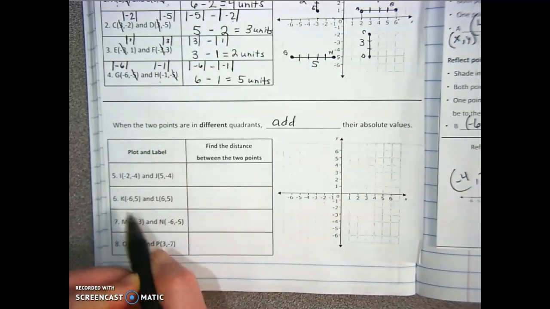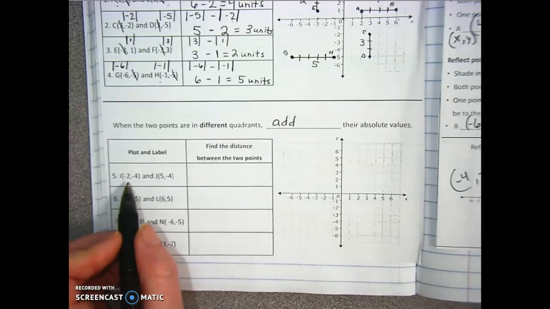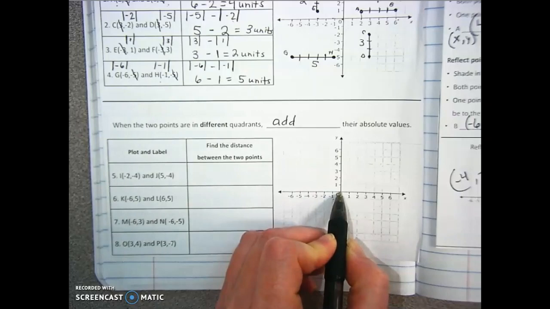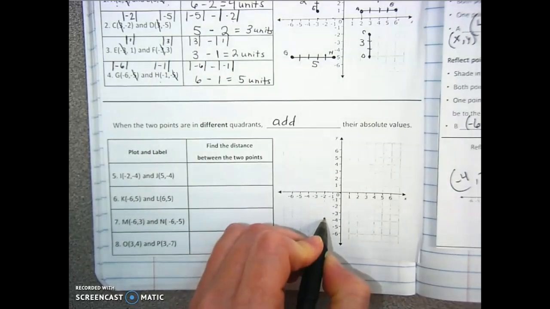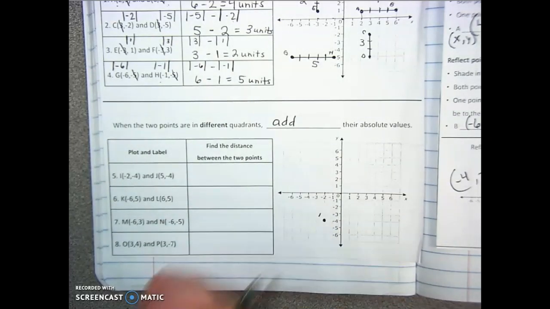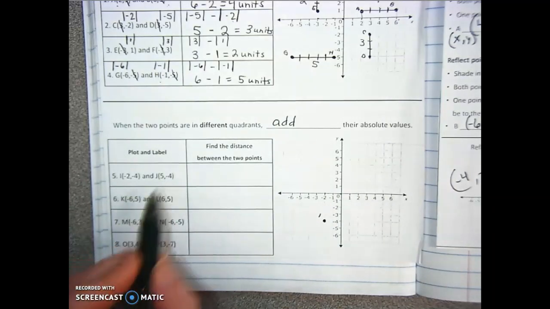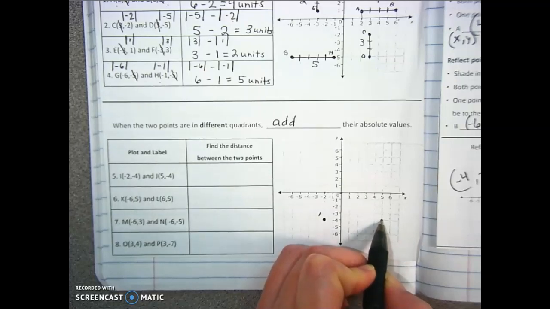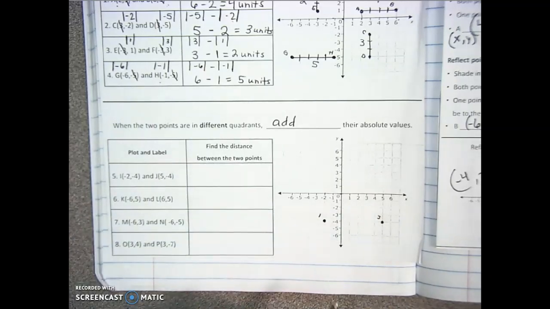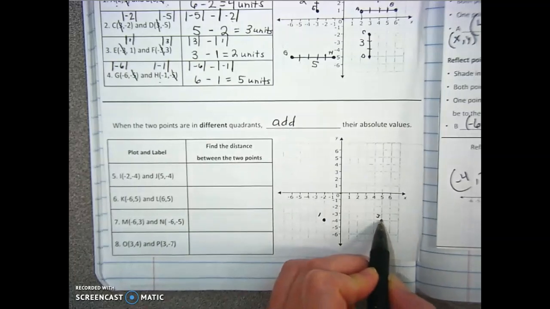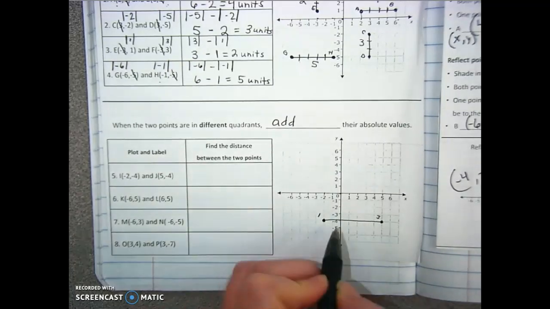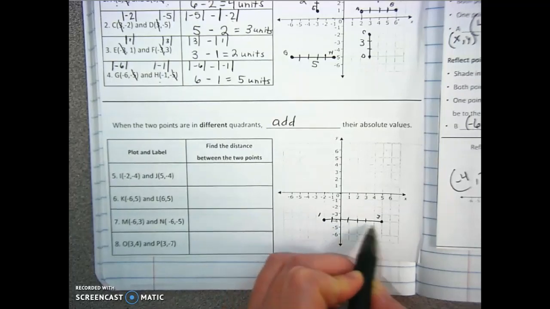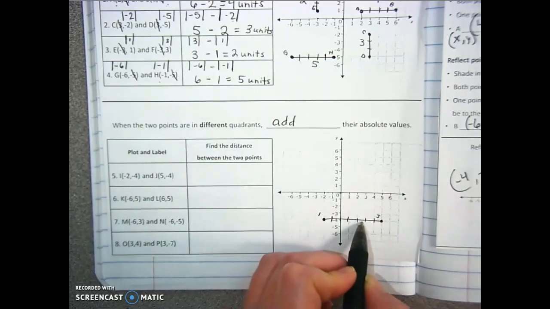So let's get started with number 5. Number 5, you have I. So we're going to do -2, -4. Start at your origin, go to the left for -2, down to -4, and that is I. J is +5, -4. Start at the origin, go to +5, down to -4, and you have J. Now, I'm going to draw a line to connect the two, and we're just going to count 1, 2, 3, 4, 5, 6, 7 units.